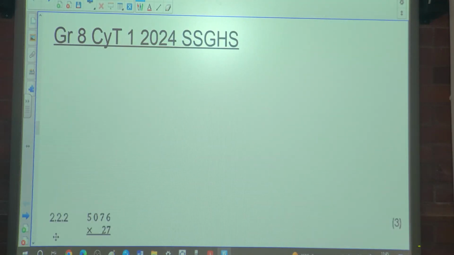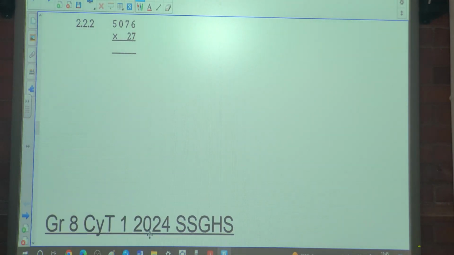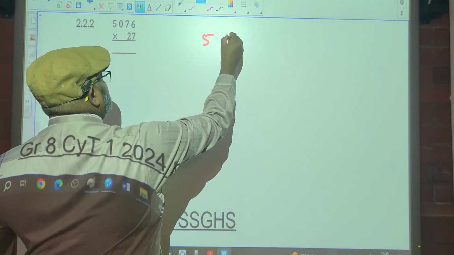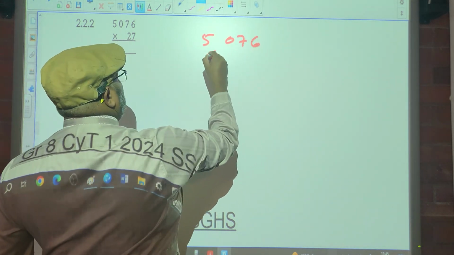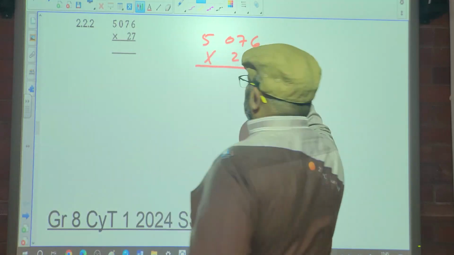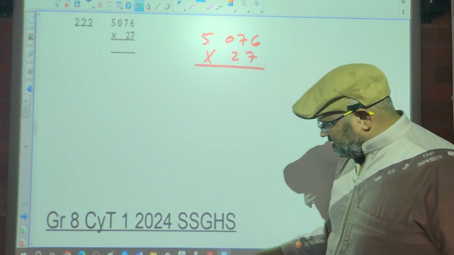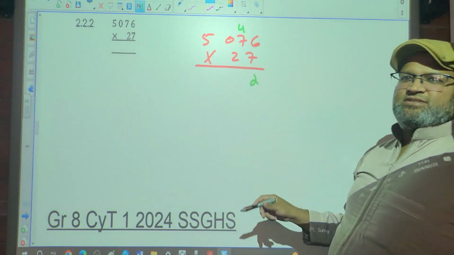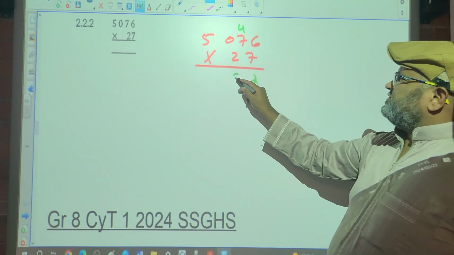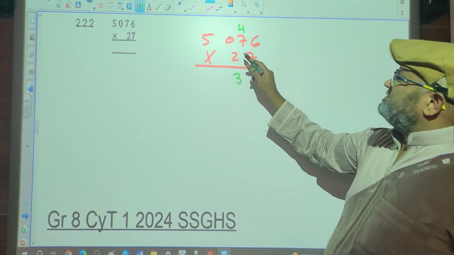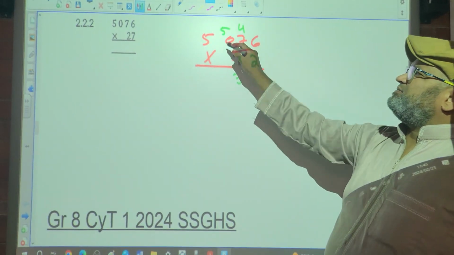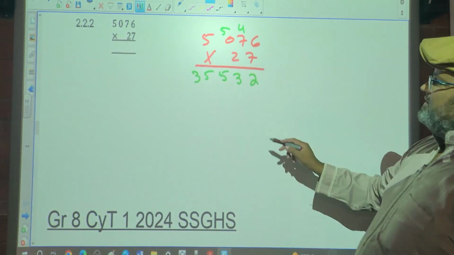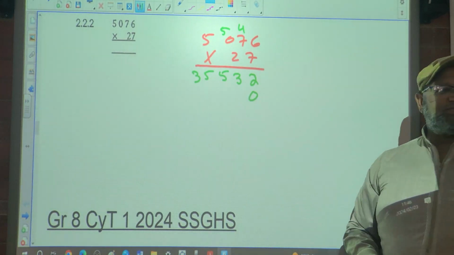Let's go to the next one. So here's a multiplication: 5,076 multiplied by 27. So 7 times 6 is 42. 7 times 7 is 49 plus 4 is 53. 7 times 0 is 0 plus 5 is 5. 7 times 5 is 35. Because I'm multiplying by tens, I put the 0 there.